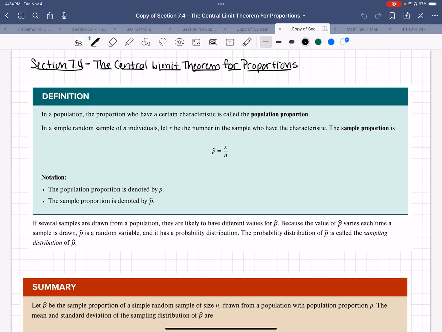The population proportion is denoted by P, and the sample proportion is denoted by P hat. That little rooftop on there, we actually say P hat. If several samples are drawn from a population, they are likely to have different values for P hat because the value of P hat varies each time a sample is drawn. P hat is a random variable and it has a probability distribution. The probability distribution of P hat is called the sampling distribution of P hat. And we talked about some of that in section 7.3. You even had some homework questions with those definitions.